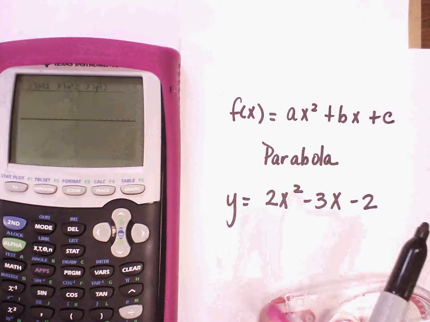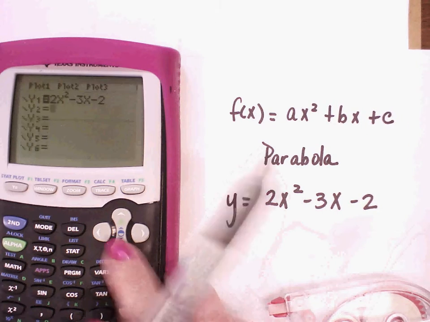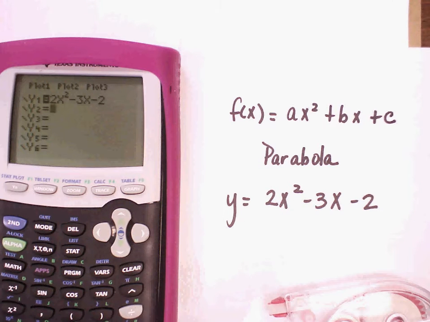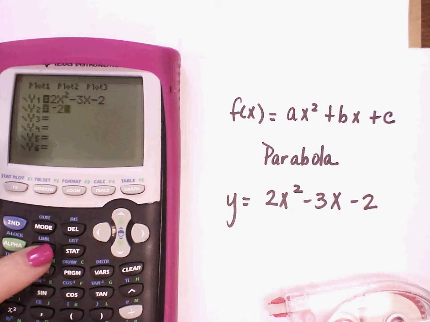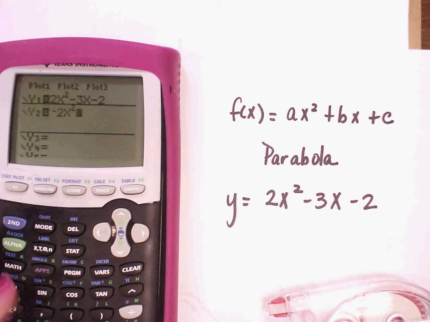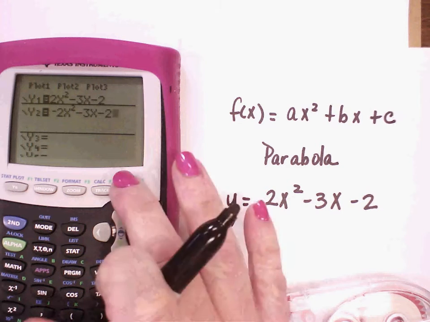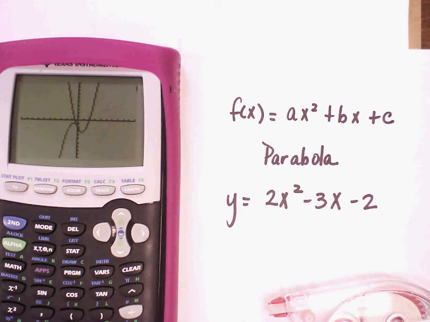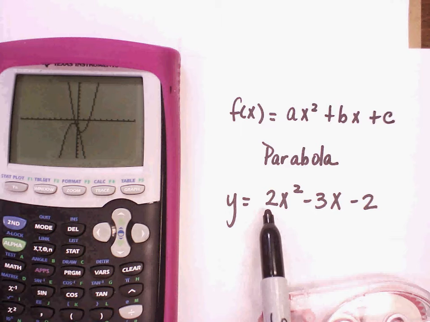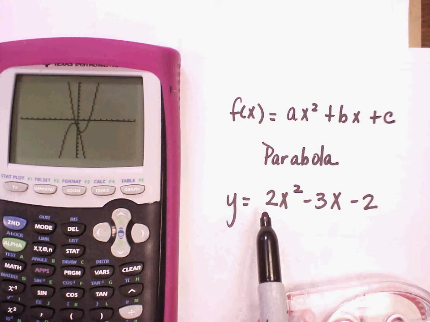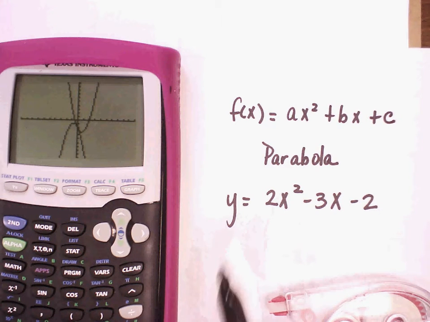Let's go to y equal to. And over here, instead of positive 2x squared, we're going to write down negative 2x squared minus 3x minus 2. And let's graph both of them. Did the second one open down? Yes, it does. Very good. So when this number is positive, it opens up. When that number is negative, it opens down. Very good. Are we good?